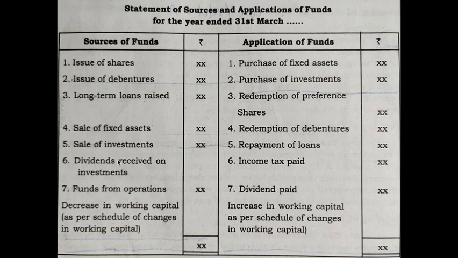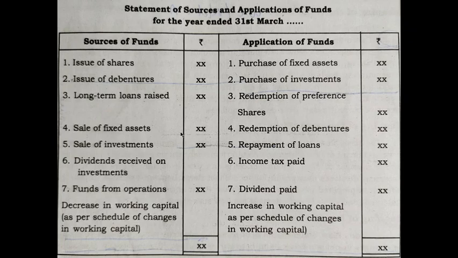Next one, dividend received. Dividend received means income received. So it's a source. Funds from operations. When you are getting funds from operations, it is considered as a source. And finally, decrease in working capital. You know how to find increase in working capital or a decrease in working capital. For that, you will be preparing a schedule of changes in working capital. That was step number 1. That amount will be recorded here. If you are getting a decrease in working capital, that will be noted here.